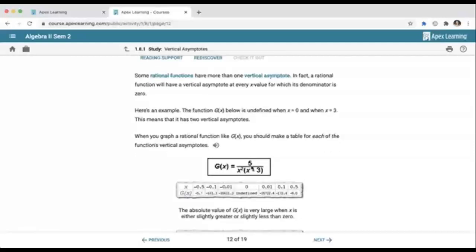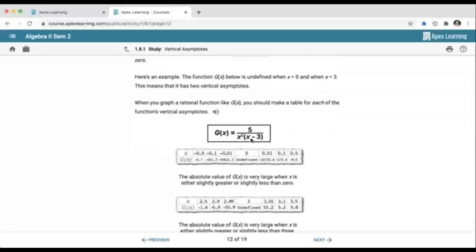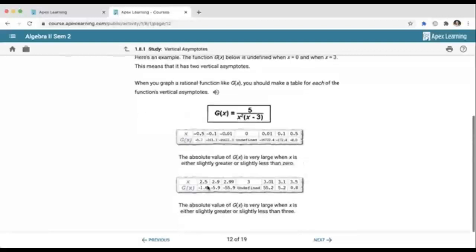So 0 times anything is going to give us 0. So our first vertical asymptote in this function would be at x equals 0 because that makes the function undefined. But then another point that makes this function undefined is where x is equal to 3, because 3 minus 3 gives us 0. So that also makes it undefined. So we could have two vertical asymptotes because those points both make this function undefined.